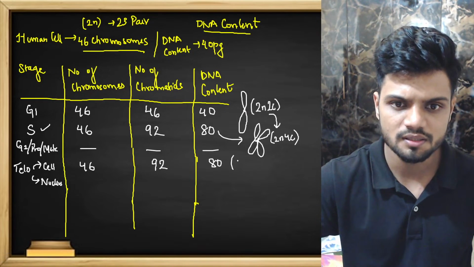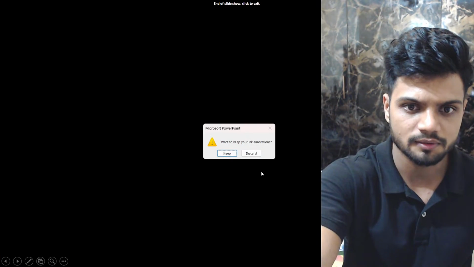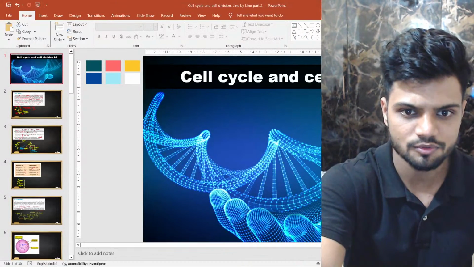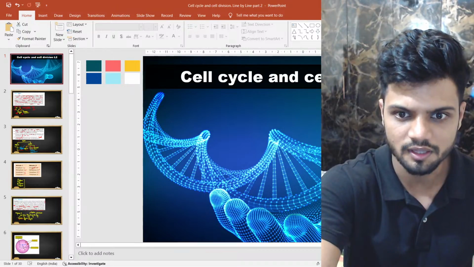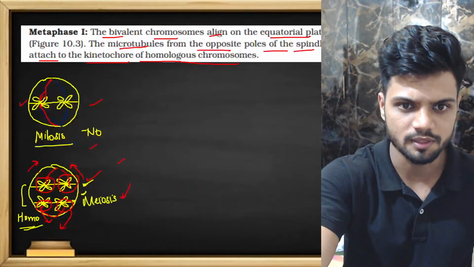Per cell it is 2n and 4c only per cell. But, oh, what happened? One second. Let me show, something happened here. It came out. Okay, I hope it is visible now.